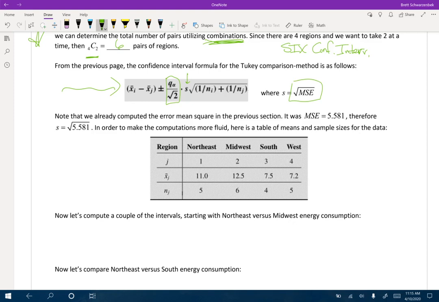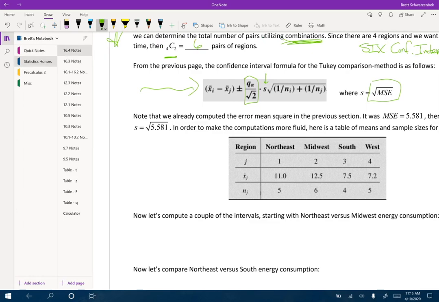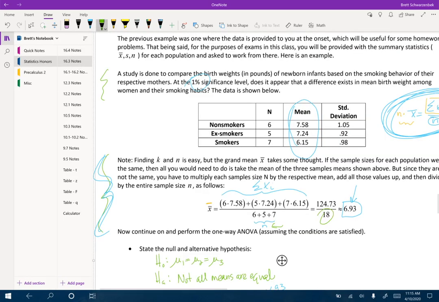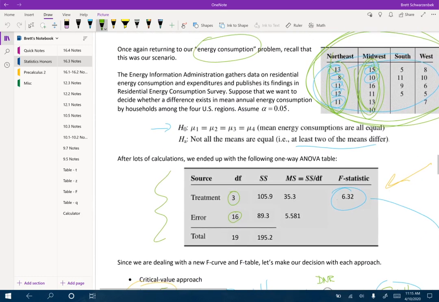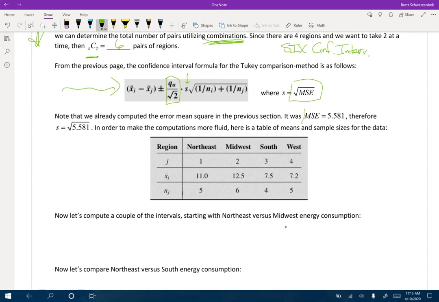So if you recall, you might not. So if we go back and look at, let's see if we can find it. So the MSE for the consumption problem, there it is. So the MSE for the energy consumption problem was 5.581. So if we go back and we do S is equal to the square root of 5.581, and we put that in our formula right here. Okay, that's where it's going to go.